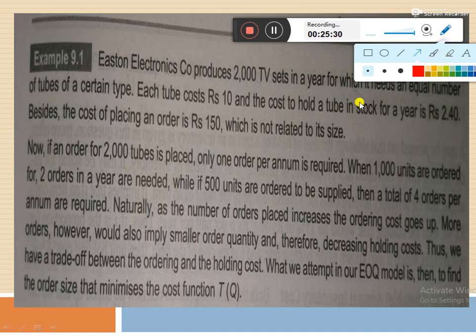In this problem, a company produces 2000 TV sets in a year, for which it needs an equal number of tubes of a certain type. The cost of each tube is 10 rupees. The cost to hold a tube in stock for a year is 2.40 rupees, and the cost of placing an order is 150 rupees. With this information, we need to find the optimal order quantity to minimize the total cost of inventory for this company.